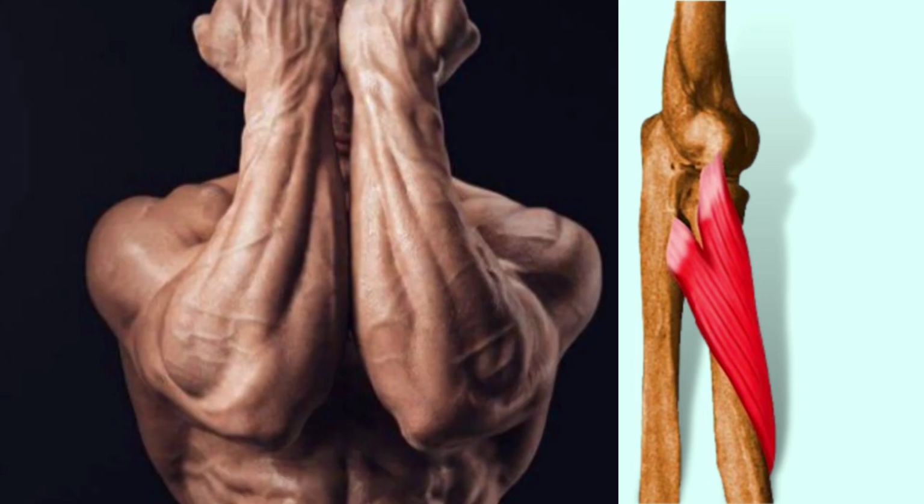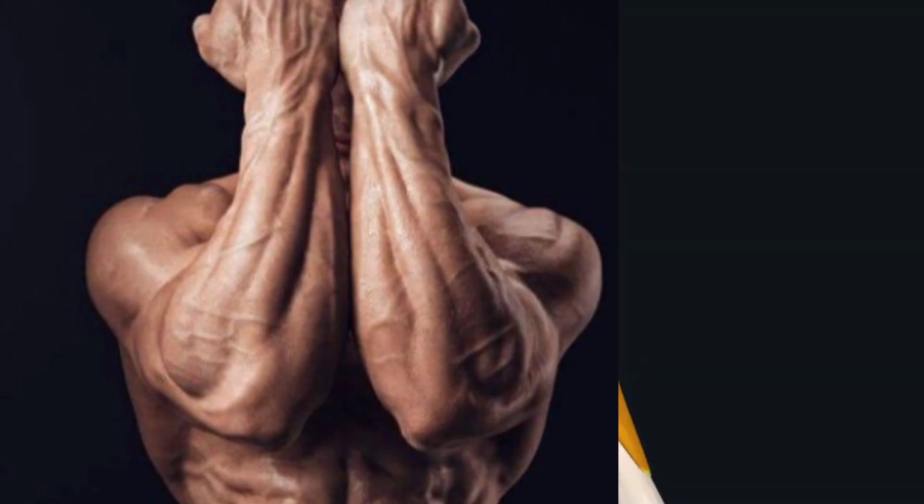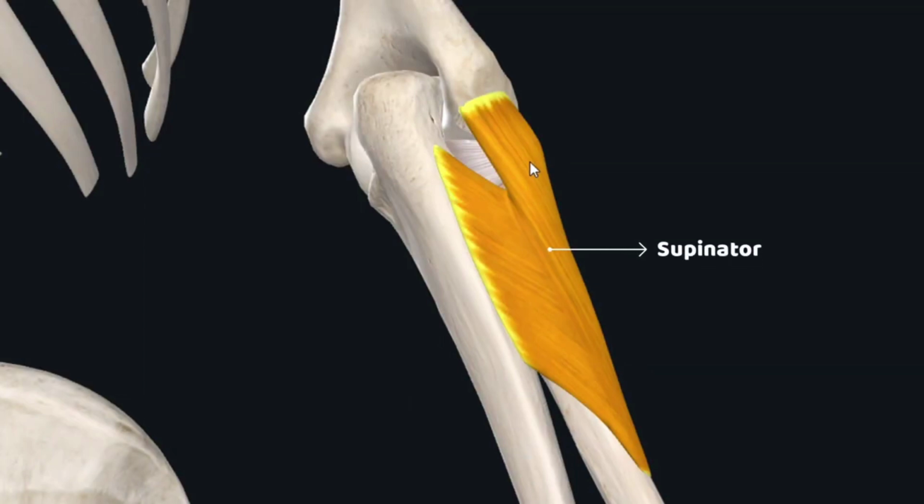Now let's study the whole anatomy of this supinator muscle. So supinator is a flat fusiform muscle of the forearm. This muscle lies in the posterior or extensor compartment of the forearm. It occupies the deep layer of muscles of the posterior or extensor compartment of the forearm.